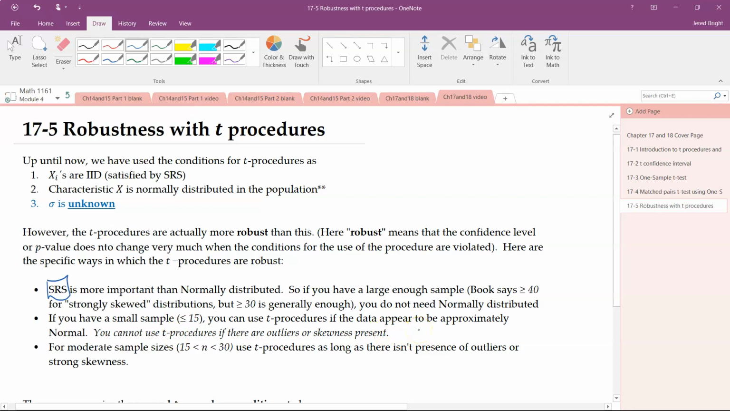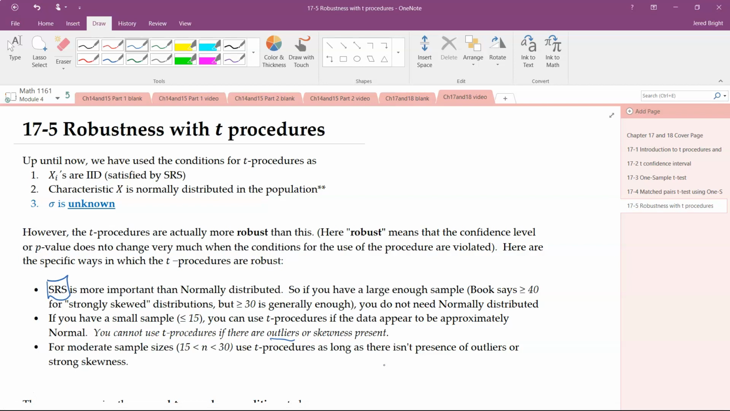This idea of approximately normal is that it should have some of those defining characteristics, so unimodal, bell shape. The symmetry part is the one that people always question: okay, it's not exactly symmetric, is that okay? Yeah, that's fine. As long as you don't see two modes popping up, that's fine. As long as it's roughly symmetric, that's fine. And then the big thing here is if we have a small sample size, you cannot use T procedures if there are outliers or any type of skewness present. So small samples are a little bit more sensitive. For those moderate sized ones, as long as you don't have outliers or strong skewness, you're fine. Do the T procedures and we can go on.